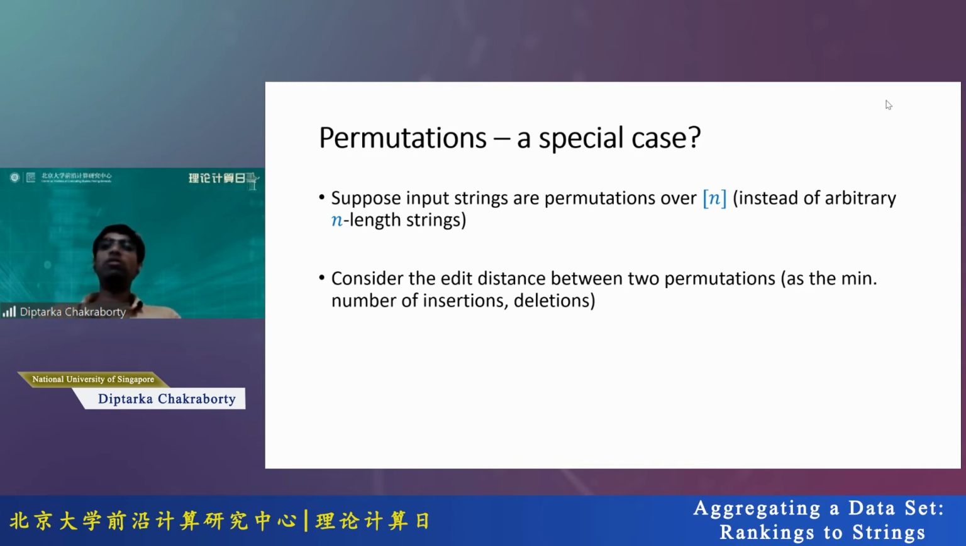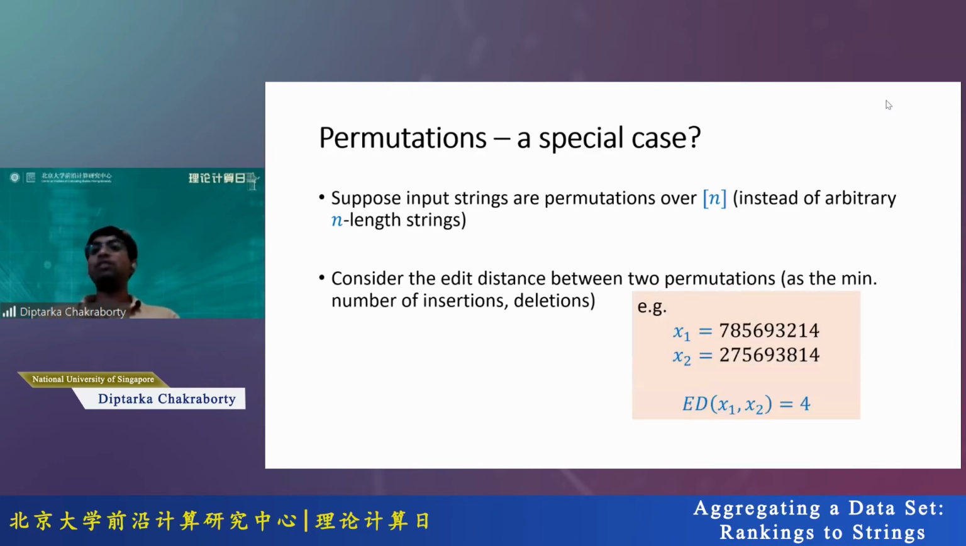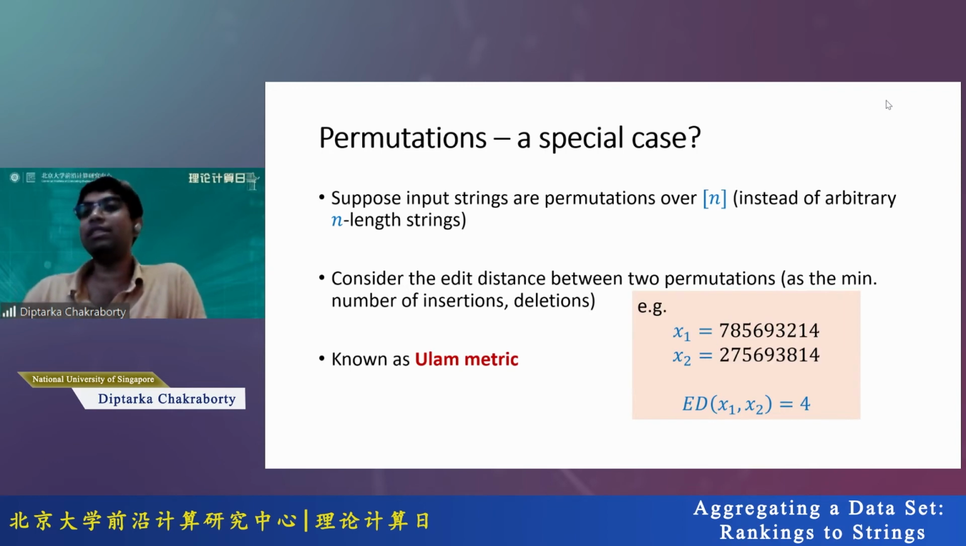That is what I just mentioned in the slide. When your input strings are permutations over n, the edit distance between two permutations, which is the minimum number of insertions and deletions, is called Ulam distance. For example here, suppose x1 is this permutation from 1 to 9, and x2 is also a permutation from 1 to 9.